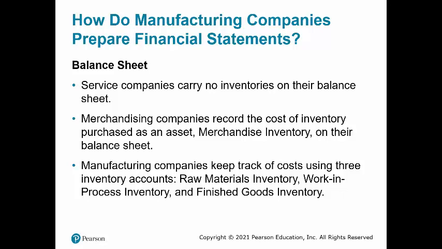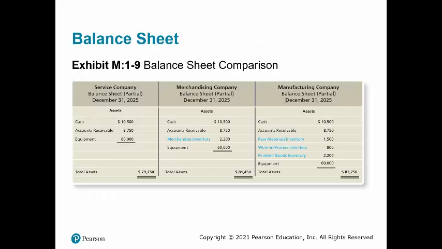And as we've learned in the earlier presentation, manufacturing companies actually keep up with three different types of inventory accounts. They have raw materials inventory, work in process inventory, and finished goods inventory. So on the manufacturing company's balance sheet, we're going to see all three types of inventory in the assets section. This slide shows a comparison of the assets section of the balance sheet for service, merchandising, and manufacturing companies.